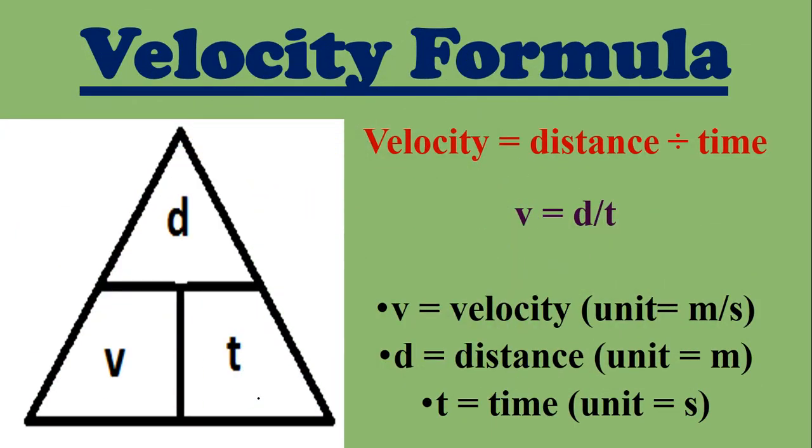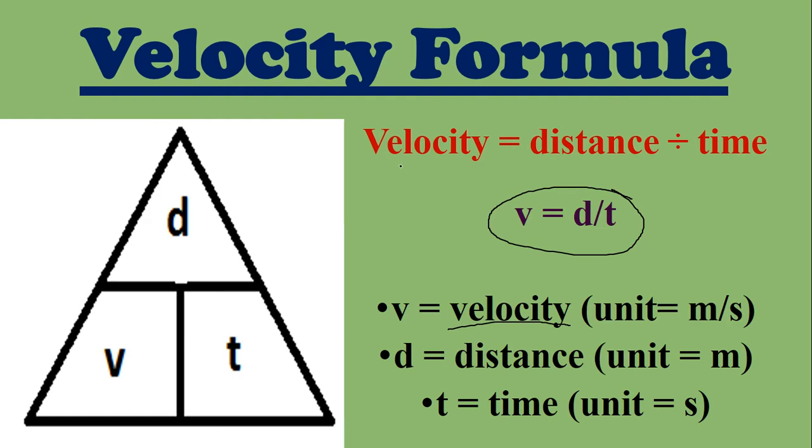All right, so the velocity formula is just like the speed formula. Instead of using the word speed, we use the word velocity. So velocity equals distance divided by time, or v equals d over t, where v is going to represent velocity, unit meters per second. Little d is distance, unit is meters, and little t is time, and that is seconds. Remember, the size of the letters matter. You have to use lowercase letters here. A capital V represents volume in the sense of science, so you have to make sure you use the right letters.